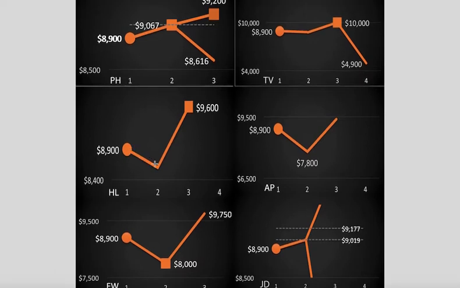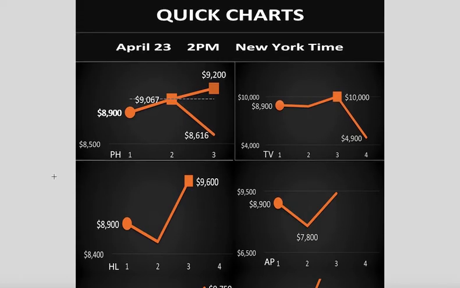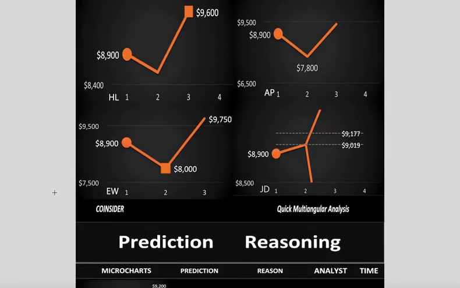You know, the little retracement and a pullback and up, pullback and up, pullback and up, little pullback and up, and reaching for key zones. So that was it for the micro charts or the Quick Charts. Let's get to the next section, which is prediction and reasoning.